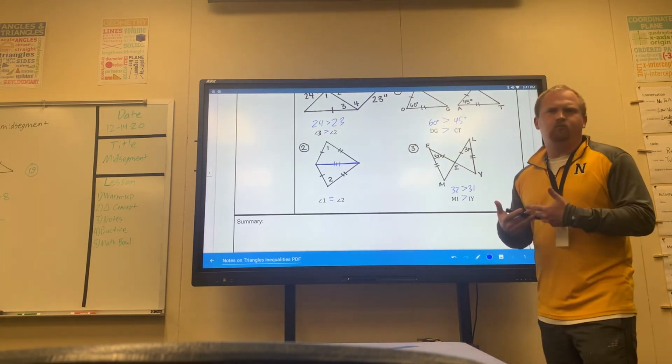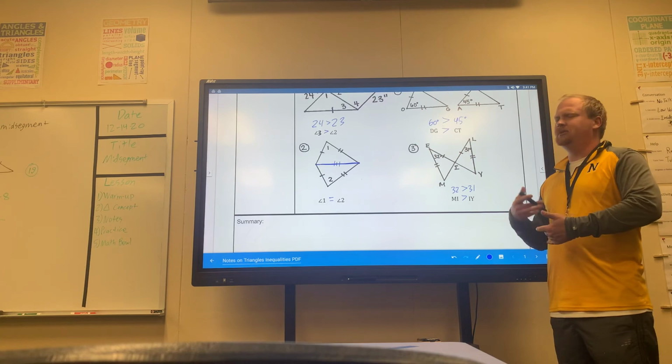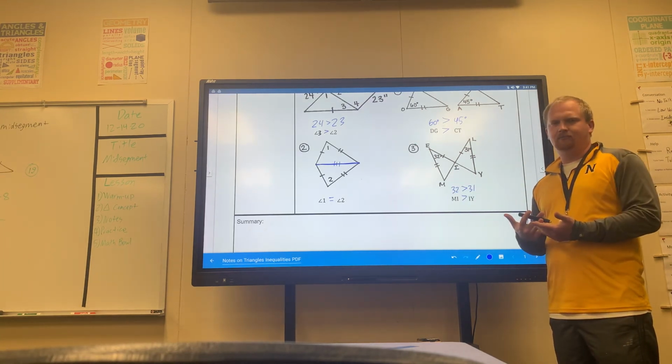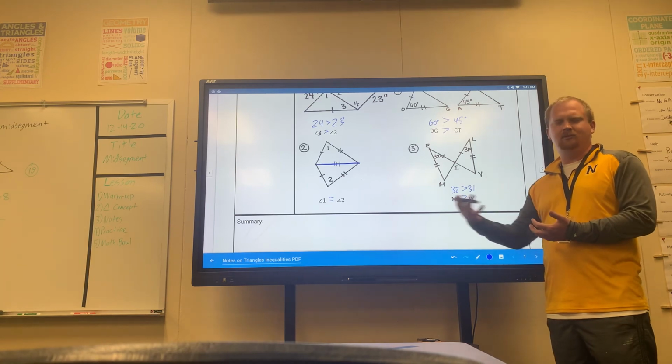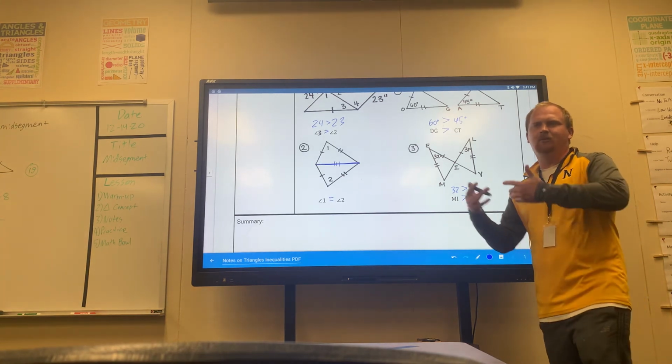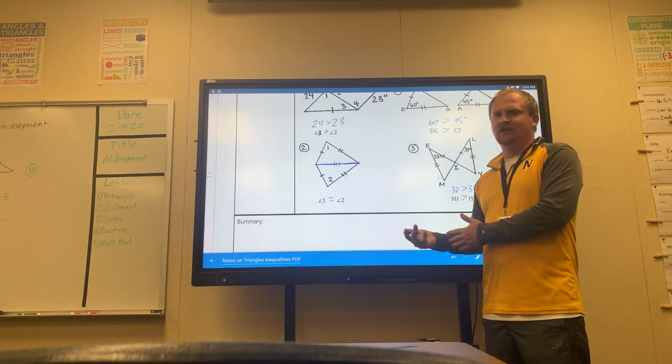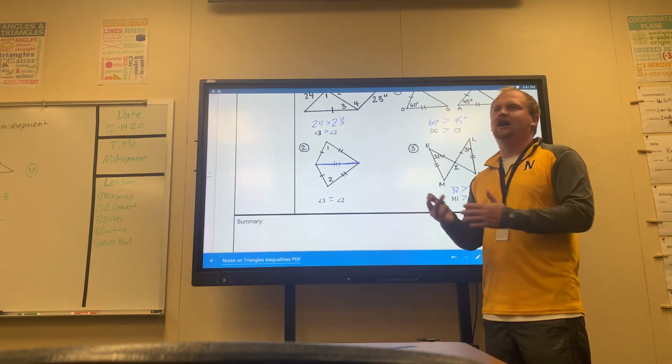So again, what helps us out with the Hinge Theorem is that the bigger the angle, the bigger the length, and the bigger the length, the bigger the angle. And it even works down to the smallest angle being opposite the smallest length, while the smallest length is opposite the smallest angle.